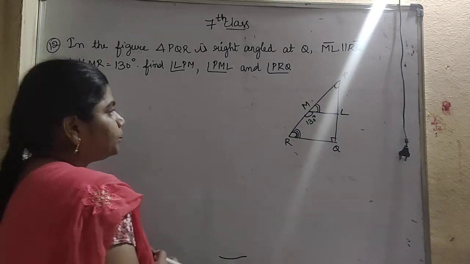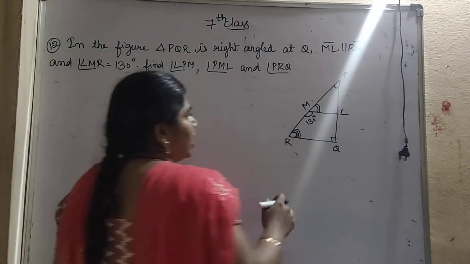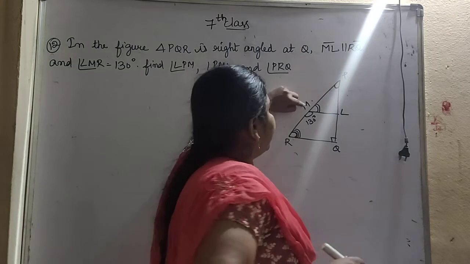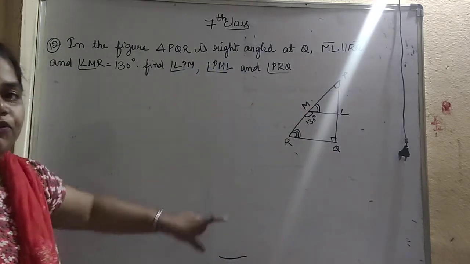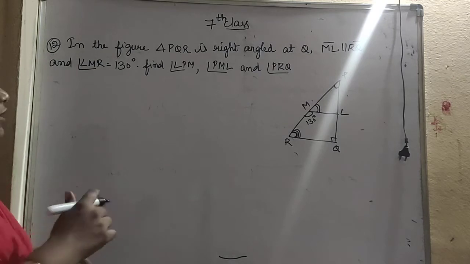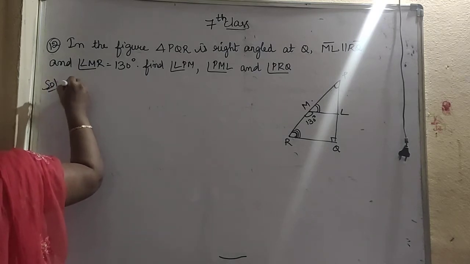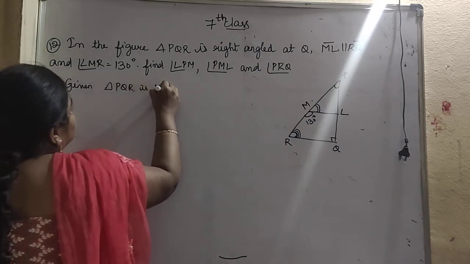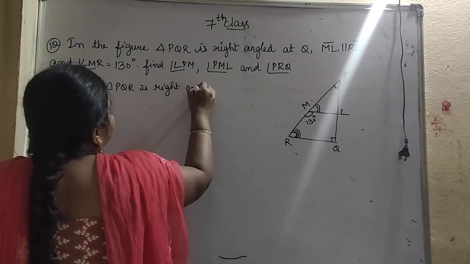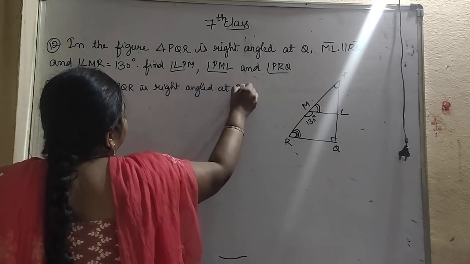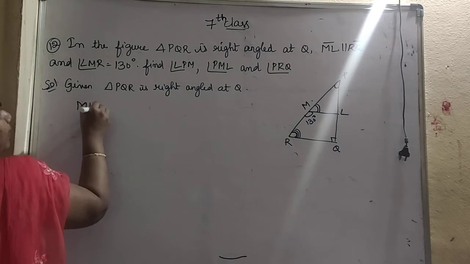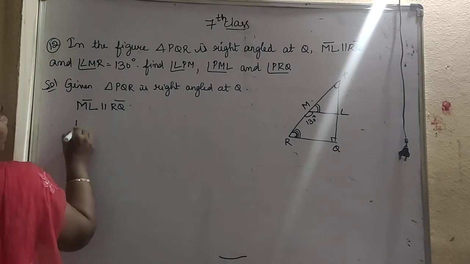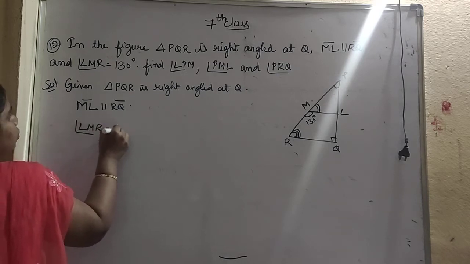So first I am finding this M value. I am finding this PML. So this angle I am finding. Before finding that, first we will write what they have given in the question. So given: triangle PQR is right angled at Q, and they told that ML line segment is parallel to RQ line segment, and also they have given that LMR is equal to 130.